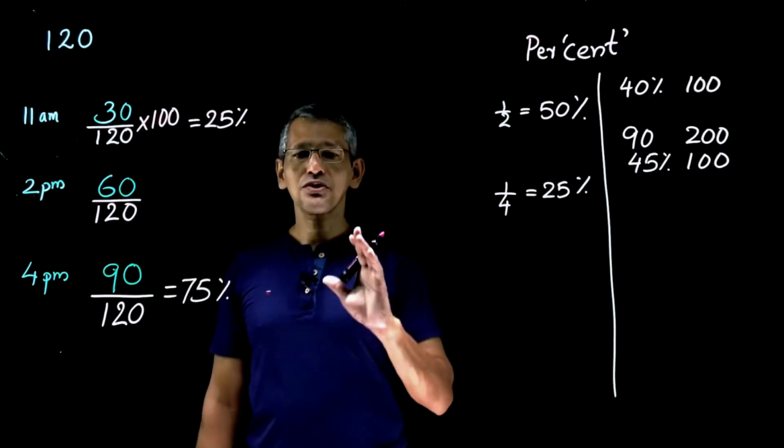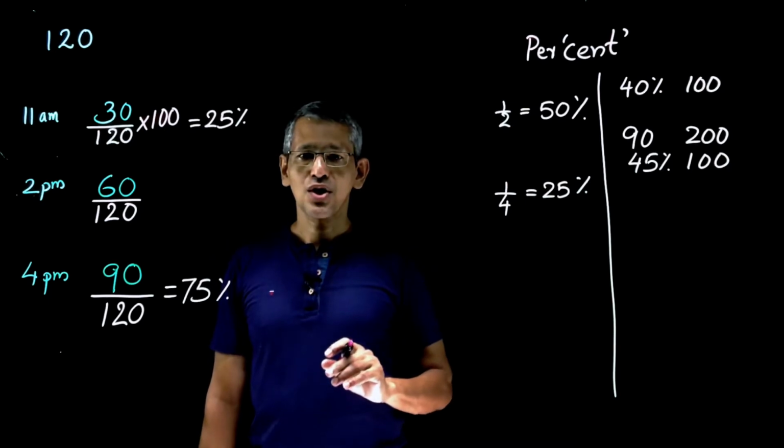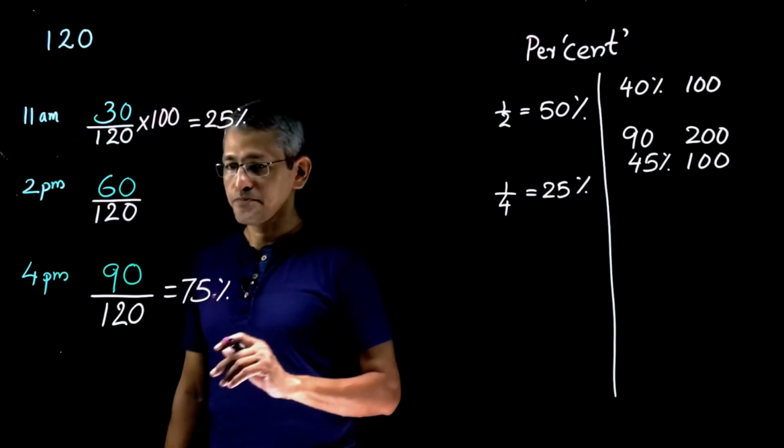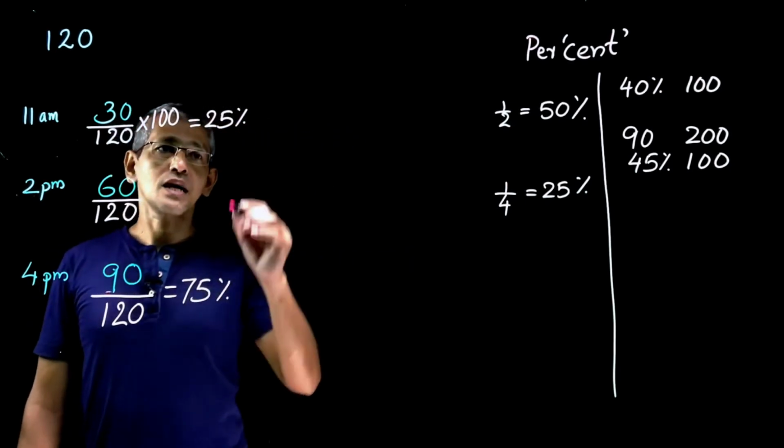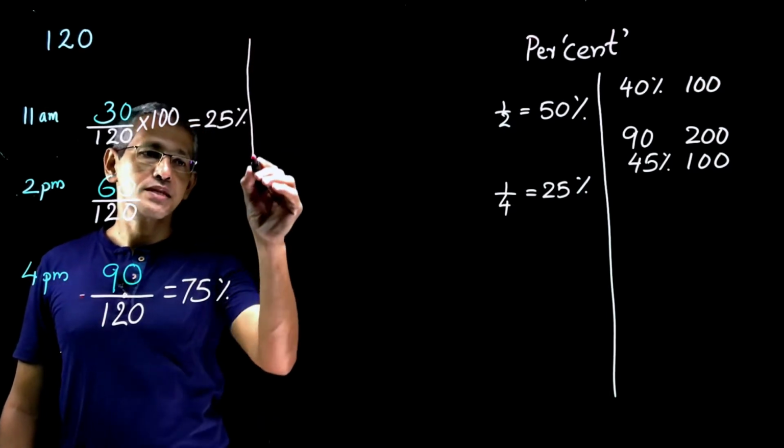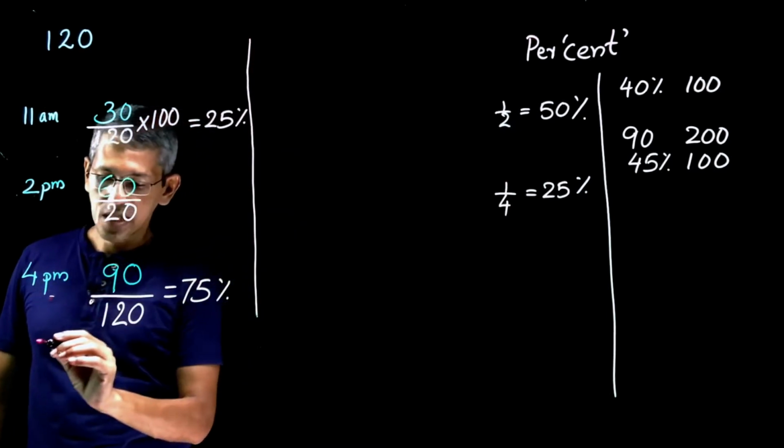So these are pretty much percentage conversions. Let's say this baker has another item. Along with the cakes, he has biscuits as well. So in the morning, he has freshly baked biscuits.